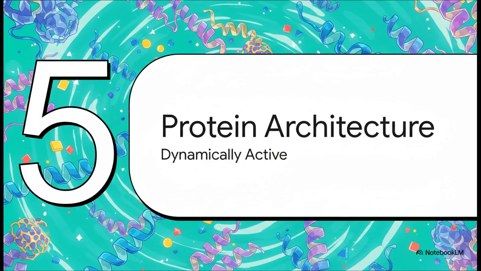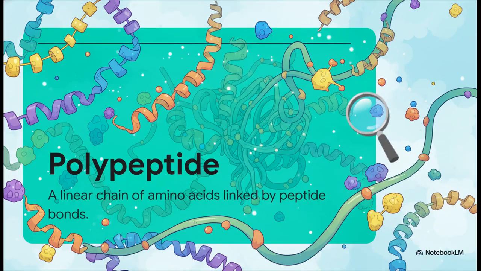And finally, part 5, the architecture of proteins. So, what exactly is a protein? Basically, it's a polypeptide. Think back to those tiny amino acid micromolecules we talked about a minute ago. A protein is just a linear chain of those amino acids linked together by peptide bonds. And because there are 20 different types of essential and non-essential amino acids that can be arranged in any order, proteins are incredibly diverse heteropolymers. That means no 2 protein types are exactly alike. The variety is just massive.